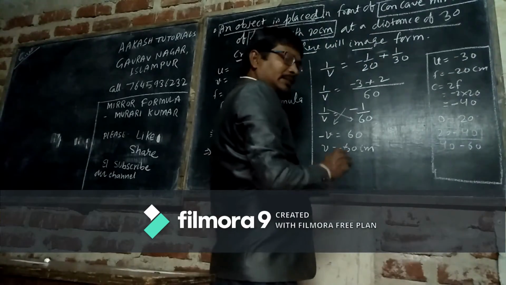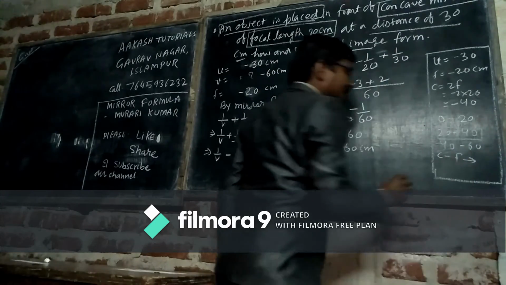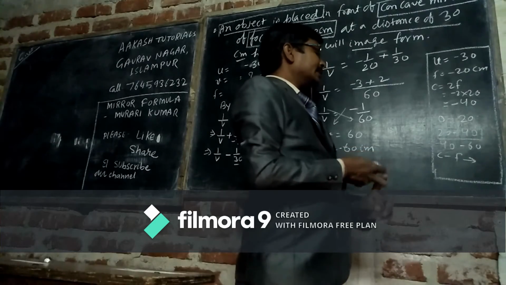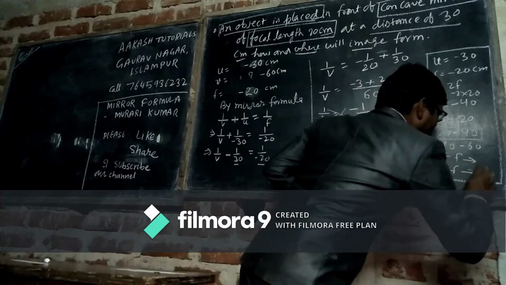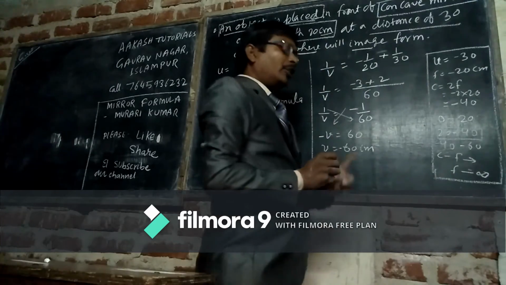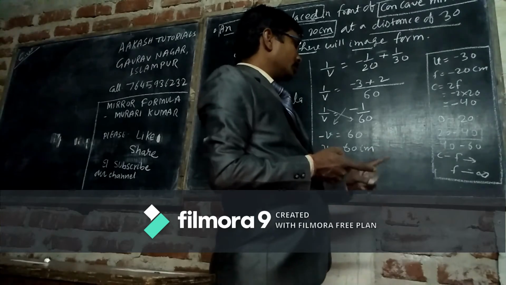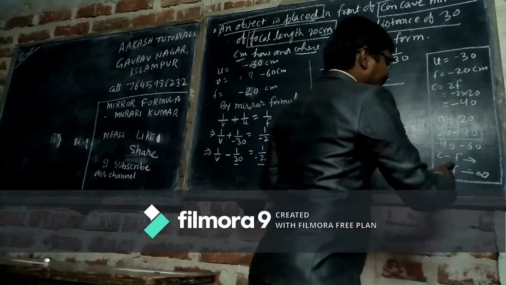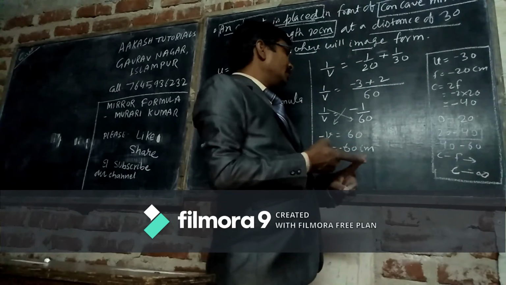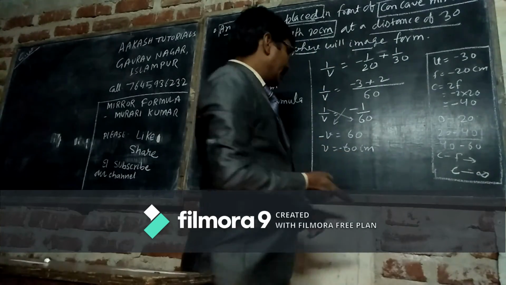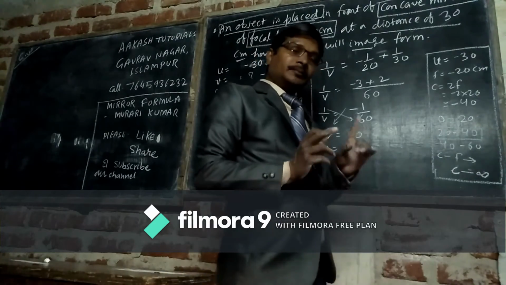C and F. When the object is between C and F, where will the image be? If the object is between C and F, the image will be between C and infinity. That is, our answer must be more than 40, and our answer is 60, which is more than 40. So our answer is correct.